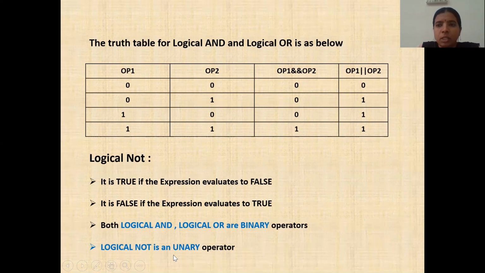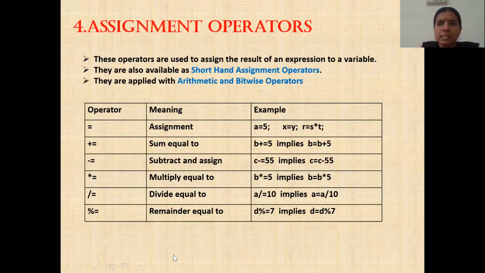So logical not is a unary operator. Assignment operators. If you want to assign a value of an expression to a variable, then we use an assignment operator. Assignment operators are available in a class called shorthand assignment operators. Example, we can write b += 5, which implies b = b + 5. So the shorthand assignment operators are applied with arithmetic operators and bitwise operators as well.